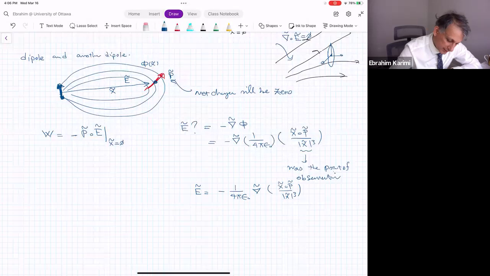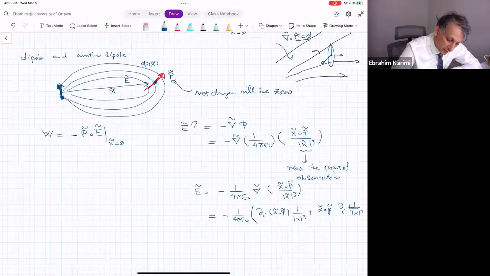So taking the derivative of that, it is minus 1 divided by 4 pi epsilon 0, times the derivative with respect to xi of x dot p, times 1 divided by x to the power of 3, plus 1 divided by x to the power of 3, times x dot p, times the derivative with respect to xi of 1 divided by x to the power of 3.